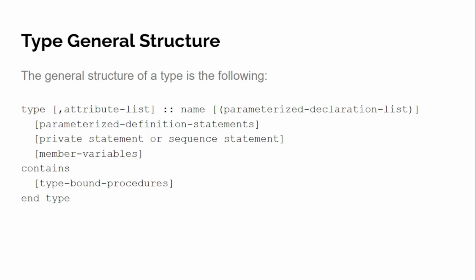Type general structure. The general structure of a type is the following: type, attribute list, name, parameterized declaration list, parameterized definition statements, private statement or sequence statement. Member variables, contains, type-bound procedures, end type.